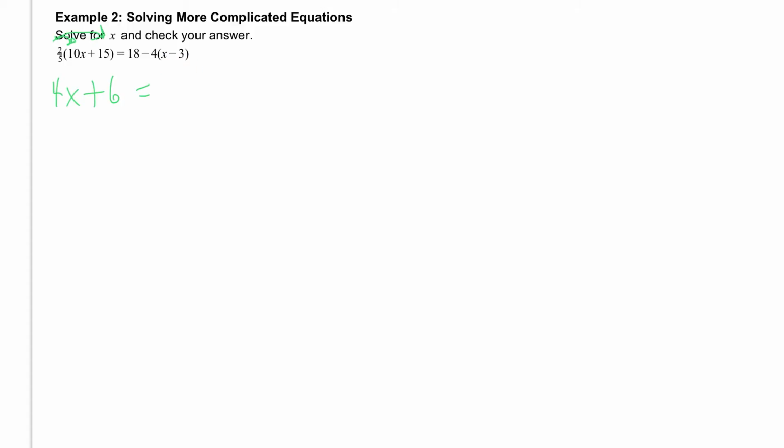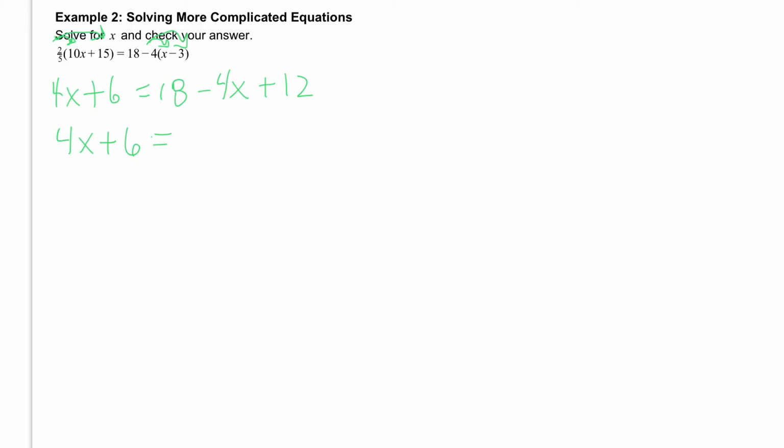So we are going to start by distributing, which means we're going to bring the 18 down. We're not using that yet. And then we're going to distribute a negative 4. Negative 4 times x is negative 4x, and negative 4 times negative 3 is going to be a positive 12. Now if I look on my left-hand side, I do not have any like terms that I can simplify. So I'm going to keep that left-hand side the same as 4x plus 6. But if I look at the right-hand side, I have 18 minus 4x and plus 12.